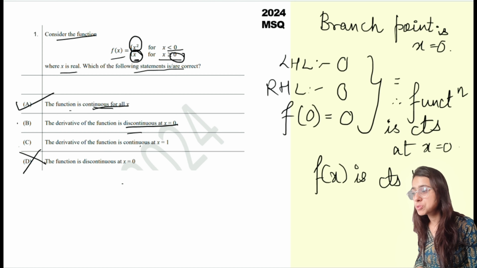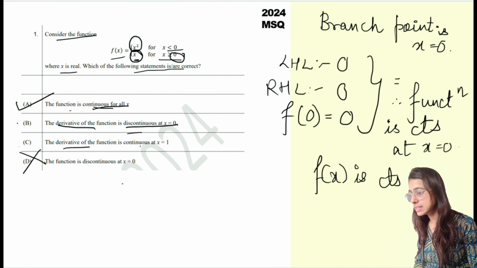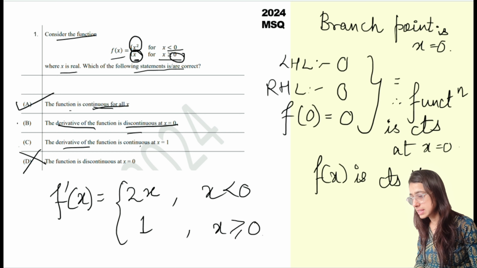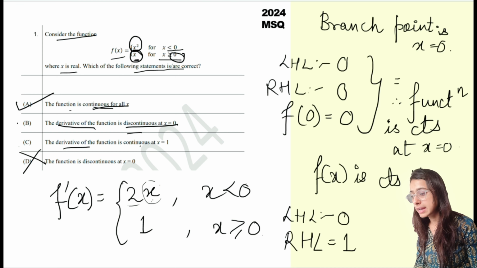So B and C options are talking about the derivative of the function. So we will find the derivative firstly. So the derivative is f dash of x. If we see, we will get x square का derivative is 2x and x का derivative is 1. So this is when x is less than 0 and this is when x is greater than or equal to 0. As you can see, again the branch point is 0. So if we find the left hand limit, what we will get is 2x, and अगर x को 0 रखते हैं, so we will get this to be 0. What is the right hand limit? The right hand limit is 1.